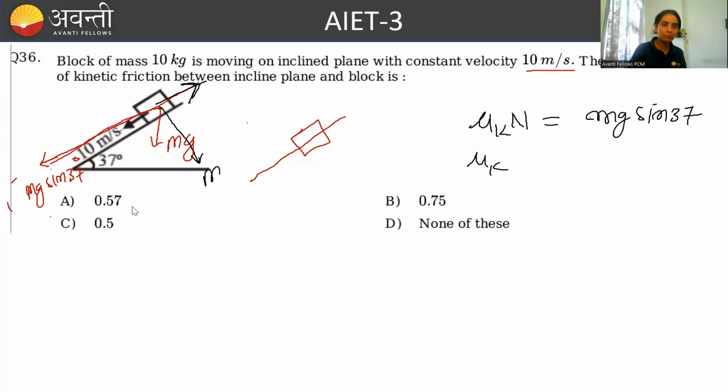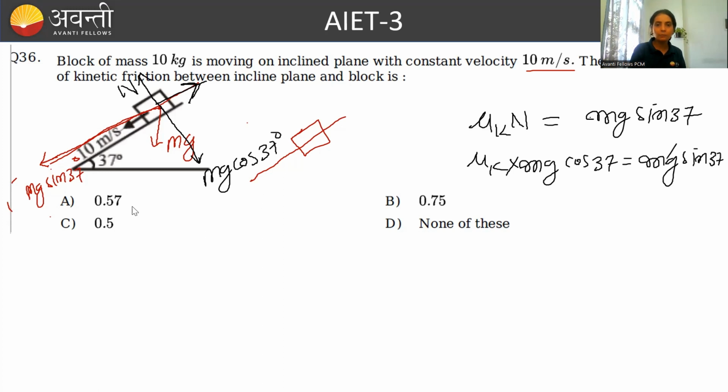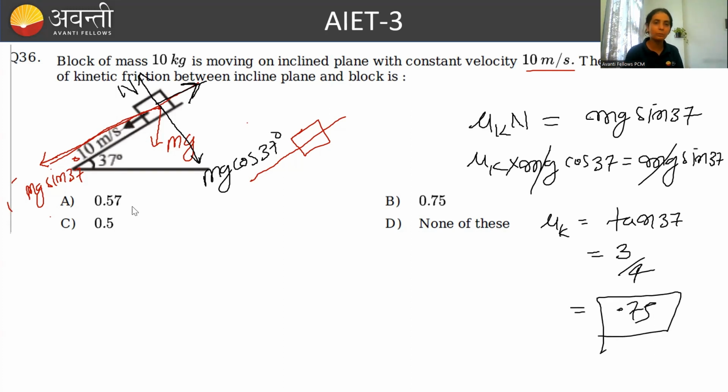Now what will be the value of N? N will be equal to mg cos 37, because the normal reaction on this body will act in this direction, and this N will get balanced by mg cos 37. mg will have two components, one along the plane and another perpendicular to the plane, right? So mu k mg cos 37 will be equal to mg sin 37. mg will get cancelled, and mu k is equal to how much? Tan 37. So that is equal to 3 by 4. So that is equal to how much? 0.75. So correct answer will be what? It will be B. Okay.